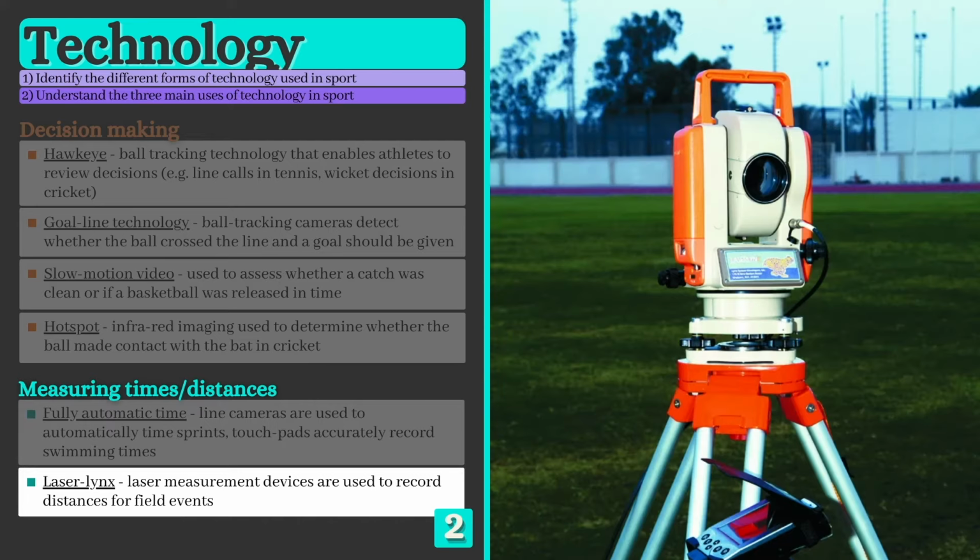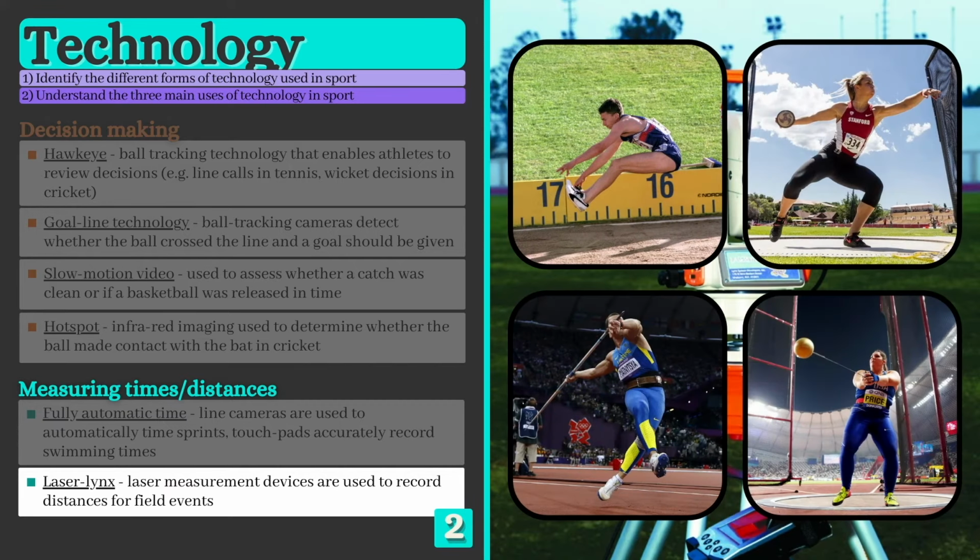Finally, laser-based distance measurement devices can produce accurate computer-generated measurements, negating the need for traditional tools like tape measures when recording a triple jump, javelin or hammer throw.